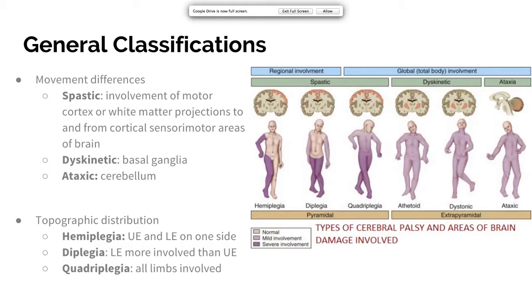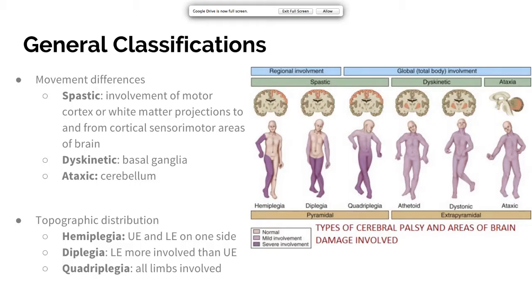The other classification to talk about is the distribution of impairments. This is called the topographic distribution. If a patient with cerebral palsy has symptoms on one side of their body, in both their arm and their leg, it is considered hemiplegia. You will also see this term when we get to stroke. The hemiplegia is present on the side opposite of where the brain damage occurs.